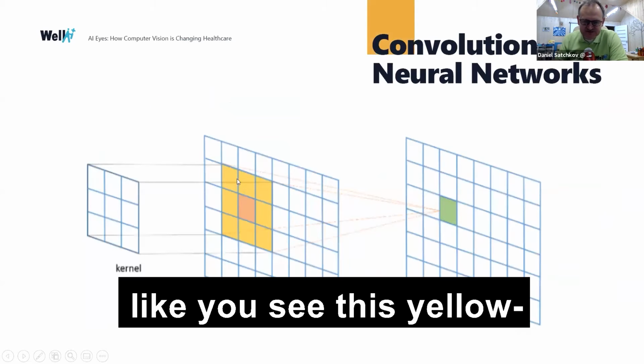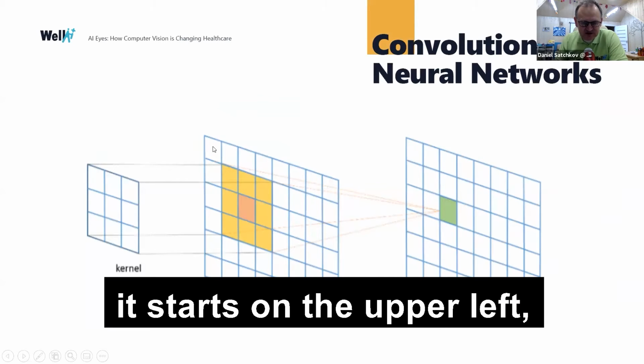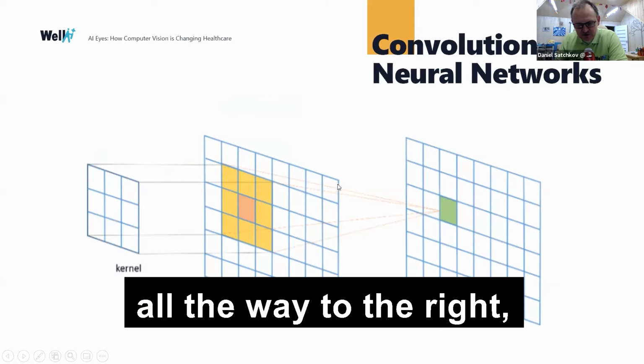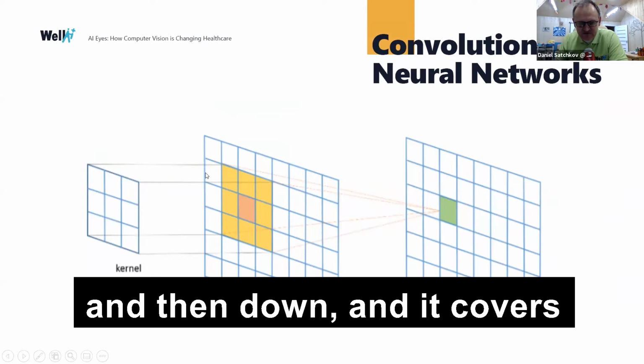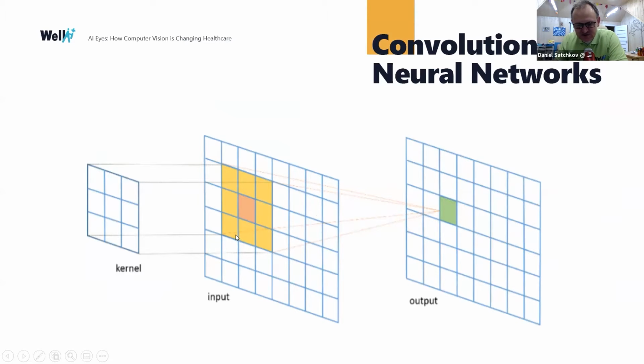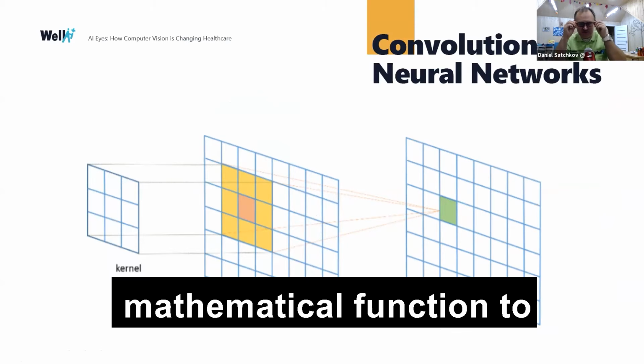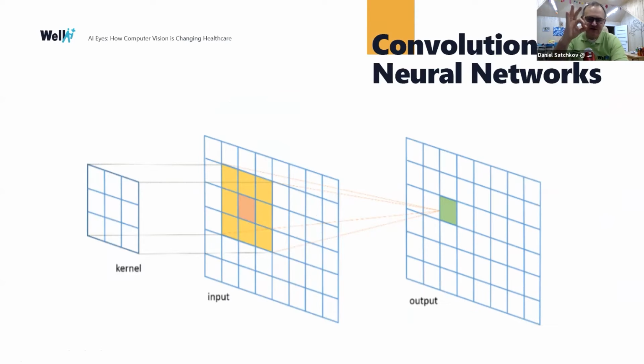Like you see this yellow square, it moves. It starts in the upper left, let's say, and then it moves all the way to the right and then down, and it covers every set of 9 squares. And then from the set of 9 squares, it creates some mathematical function to summarize what's in that area.